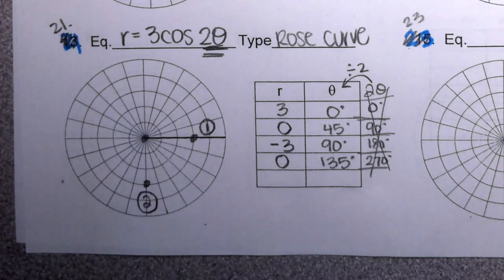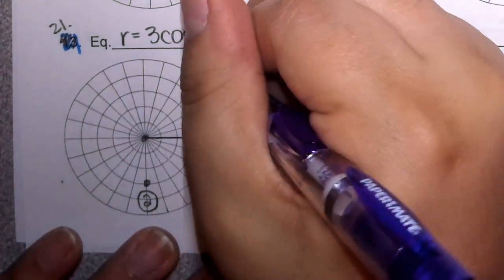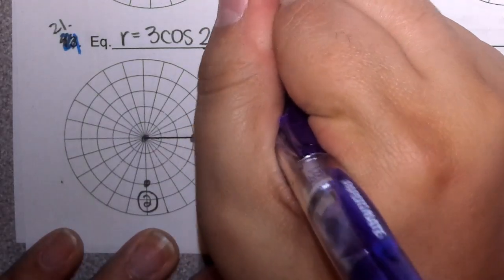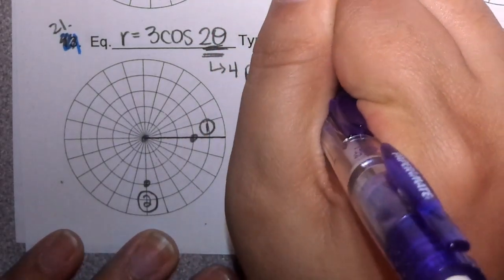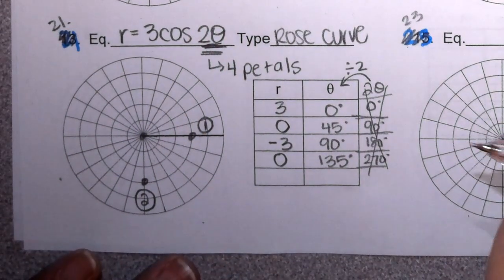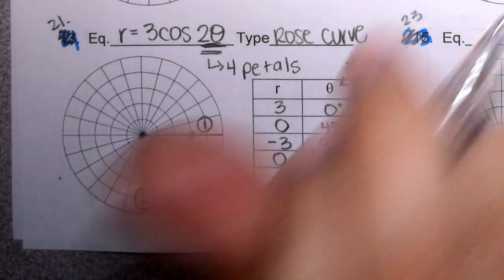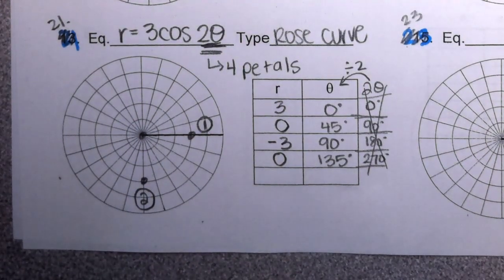What do I know about this rose curve? How do you know there are 4 petals? Edwin, write this down. Because it's even, you double it. So there are 4 petals. What else do I know? Louder? Each petal is going to be 3. What else?